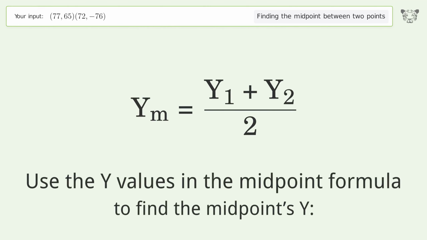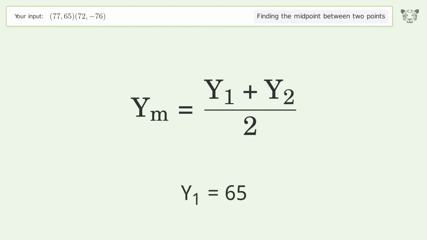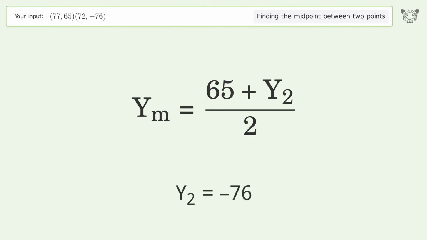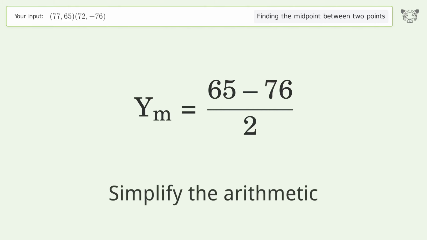Use the y values in the midpoint formula to find the midpoint's y. y1 equals 65. y2 equals -76. Simplify the arithmetic.